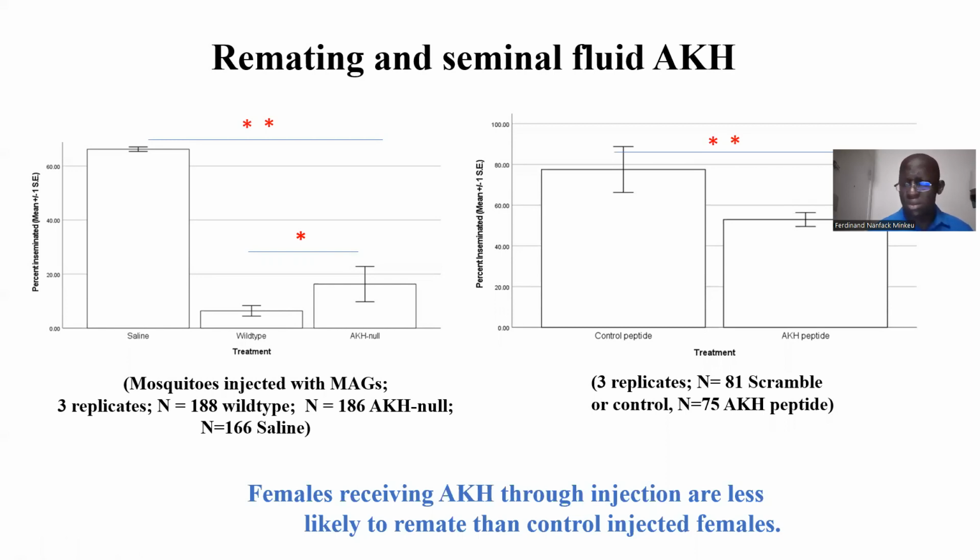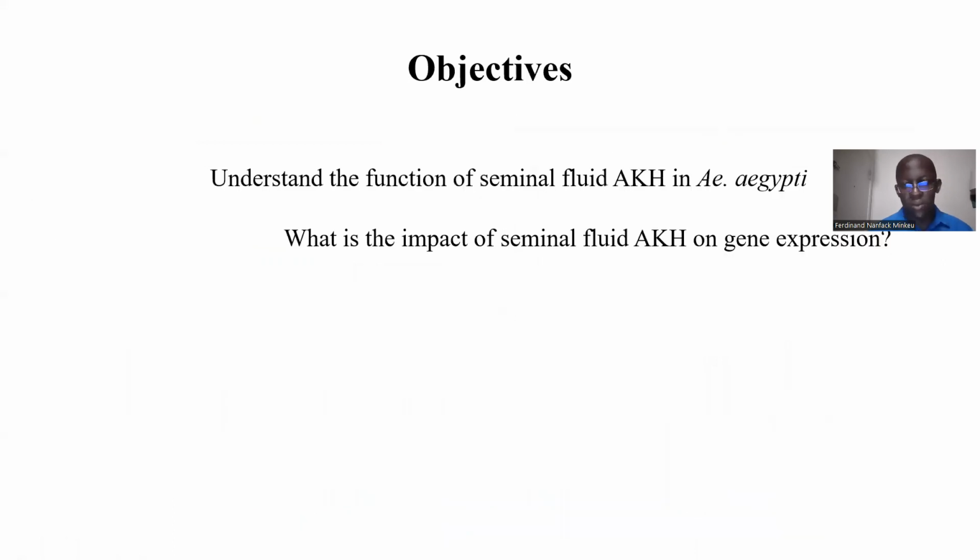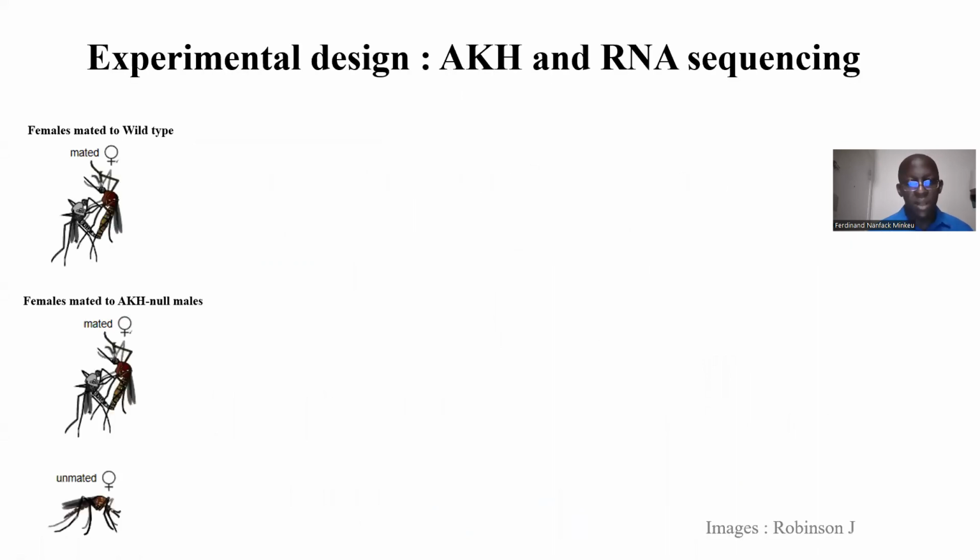So because we see that, the best way to see other phenotypes will be by starting with an RNA-seq experiment. So what's the impact of seminal fluid on gene expression? And from that, we can see other phenotypes that are impacted by AKH. For that, we did this experiment.